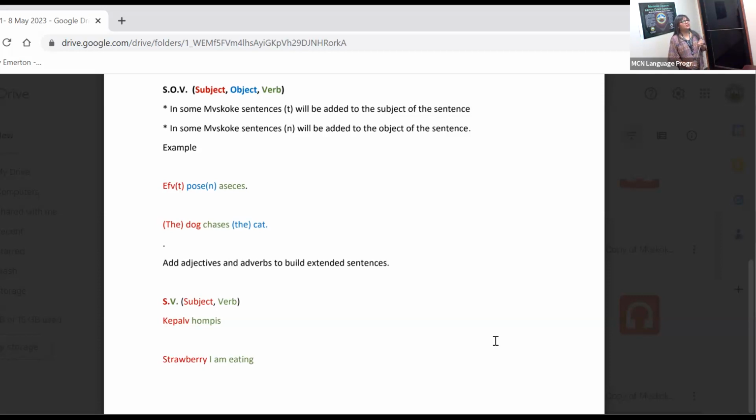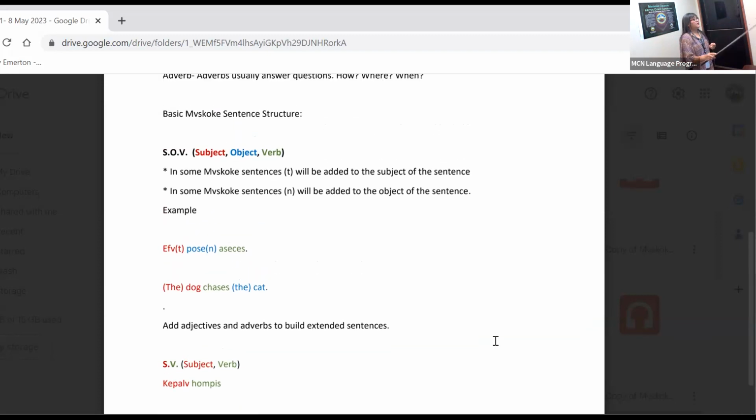All right. So on some of these, and like I said, in some of the books, it still is contradictory. This is the way that I was taught in one college, and I went over with Mvhayv Barnett how I was taught at another college, and they didn't mesh. So I'm showing you guys the way that I was taught at the College of Mvskoke Nation. So if you see right here, the subject, Iva, it has a T on it. At the end, it says, in some Mvskoke sentences, the T will be added to the subject of the sentence.